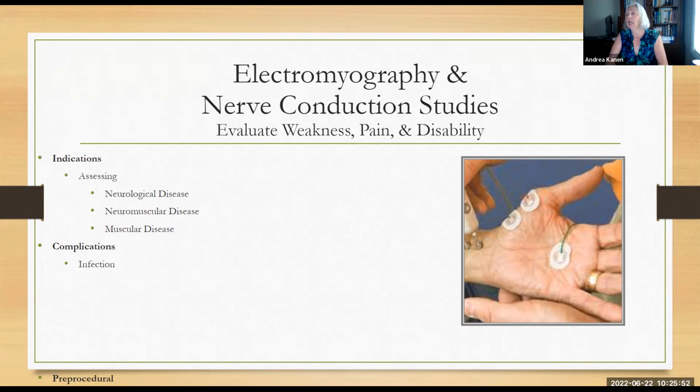Patient education. So the day of the test, we don't want them to do any lotion or put anything on their skin. And then post-procedure, we're just looking for expected findings, what you would expect if we're putting little needles in people. So we're going to be looking for bruising. What could we do to prevent a hematoma?